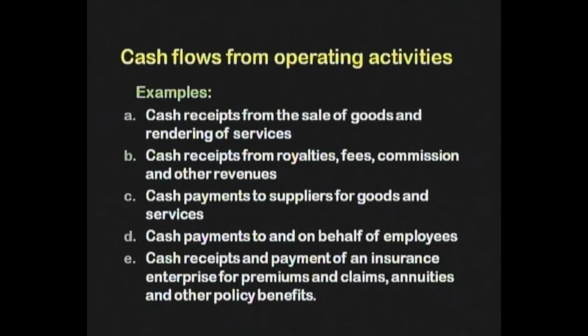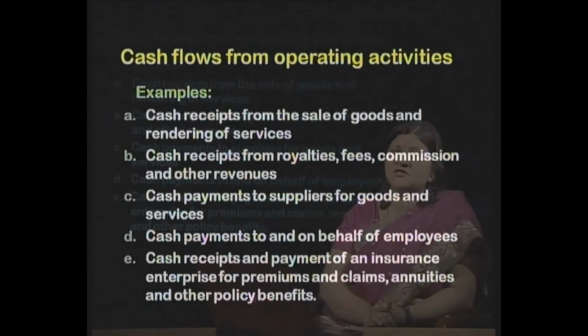Any cash payment to suppliers for the goods and services, cash payment to and on behalf of employees, since the payments to employees would be necessary for running the business, cash receipts and payment of an insurance enterprise for premiums and claims, annuities and other policies. So, these are the activities which give us a clear idea of what shall fall under the operating activities.